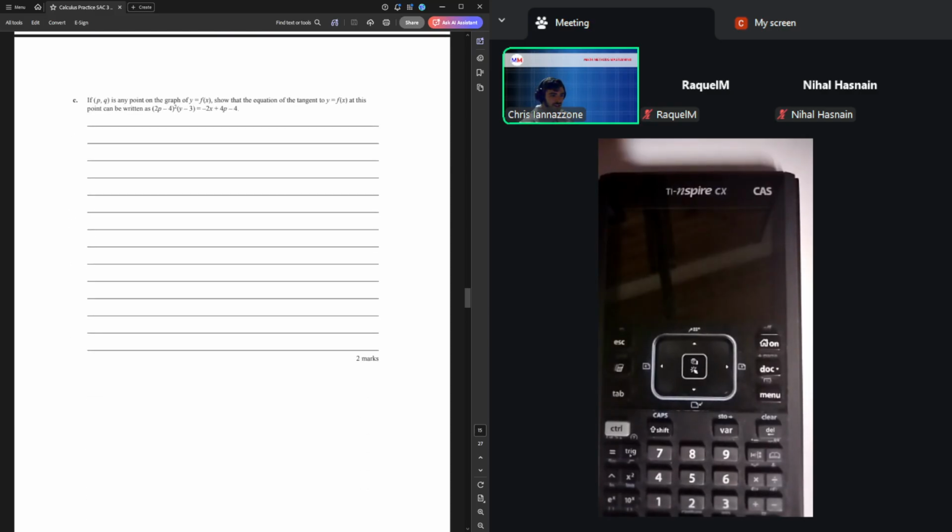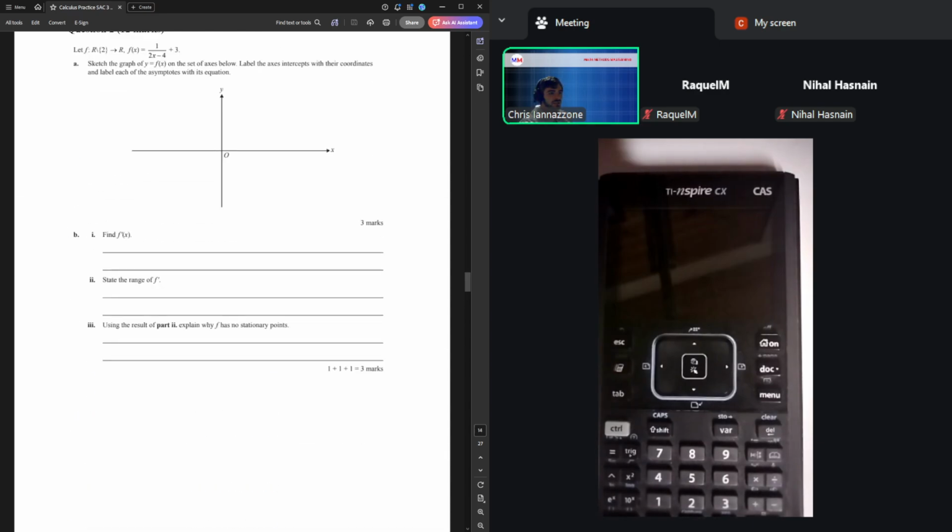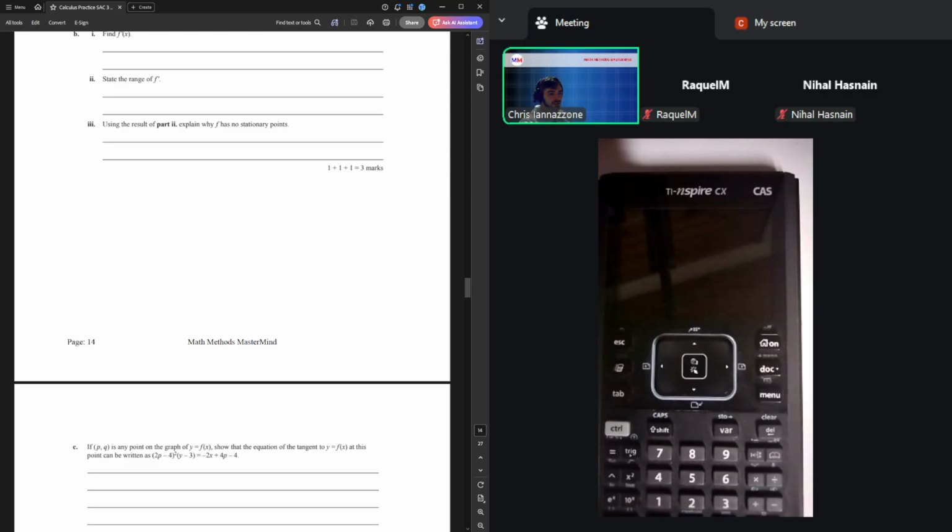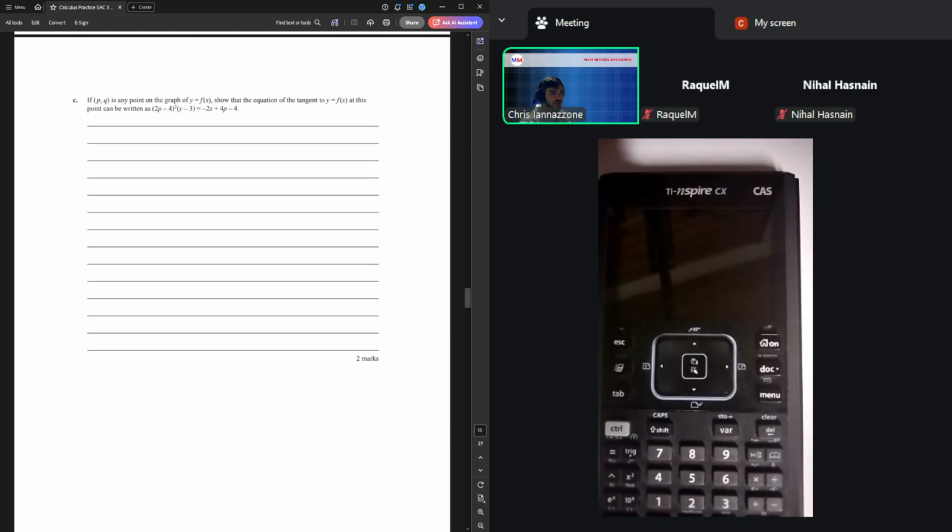Okay, now for something that looks like a bit of a mess. So we have some point on our function f of x, so f of x is going to be the hyperbola here. Show that the equation to the tangent of that hyperbola can be written like that. So rather than just having y equals mx plus c, we still have our y and x in there, but they're going to be factorized in such a way that they look like a mess.